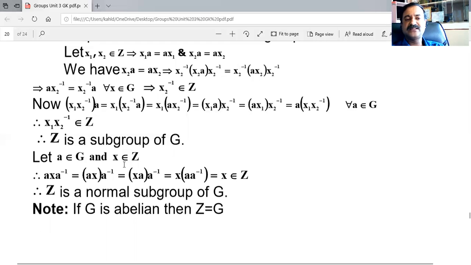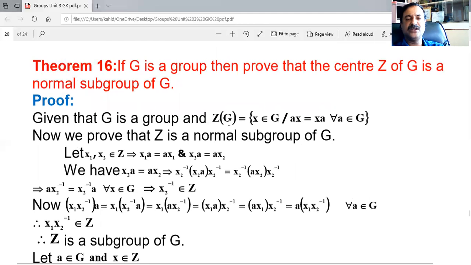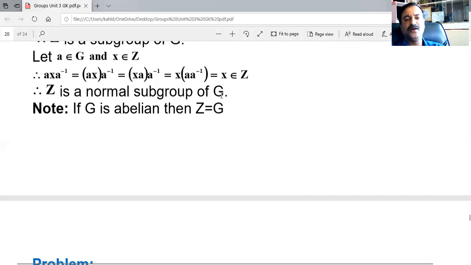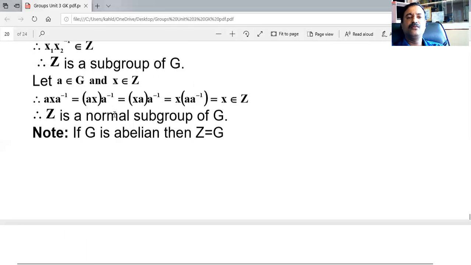Where is X? X is in Z. That means AXA inverse equals X, which is in Z. That means AXA inverse belongs to Z. I am taking A in the big set G and X in Z, and AXA inverse is in Z. That means Z is normal. Simply, we say that Z is a subgroup and Z is normal. So we say that Z is a normal subgroup of G. What is Z? Z is the Z of G, the center. The center Z of G is a normal subgroup of G. Therefore, the theorem was proved.